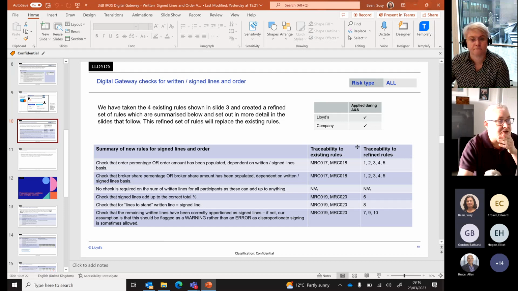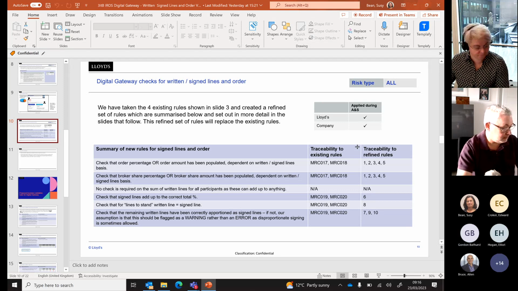Can I ask the question? Yes, of course you can. How often do the current rules find a problem? That's a good question, and I couldn't honestly give you the right answer. I know that they raise queries on these. How often they raise a query, I don't know.